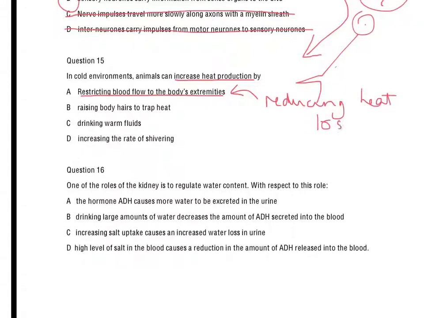Okay, so yes, it's helping keep it warm, and yes, it is an adaptation that we'd see in a cold environment. However, it's not increasing the heat production, so that one is incorrect. Raising body hairs to trap heat. Again, yes, that's something that happens, but it is reducing heat loss. It is not increasing heat production. So we can cross that one out as well. Drinking warm fluids, well, yes, but an animal wouldn't really do that for a start. And again, it's not increasing heat production, which means that it must be D, increasing the rate of shivering.